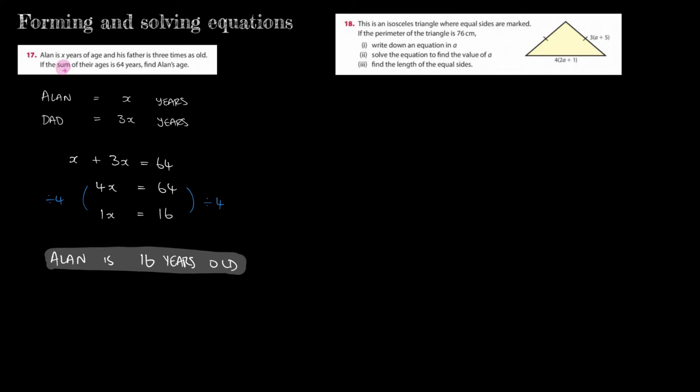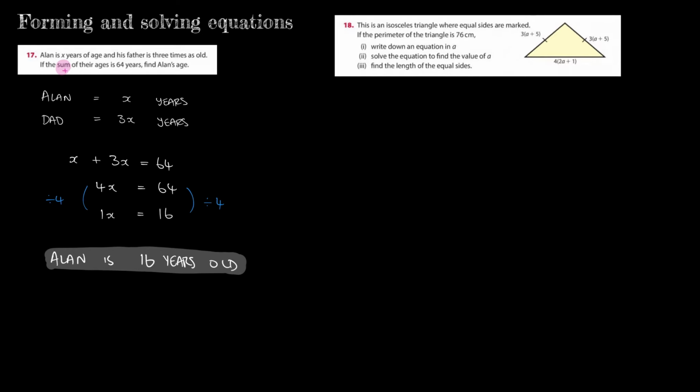The next one, we have an isosceles triangle. This is an isosceles triangle where equal sides are marked, so this side here and this side here are equal. If the perimeter of the triangle is 76, write down an equation in A. All that means is that if it's isosceles, I could just say that that's equal to that. That's the first step. It just makes it clearer for us to see.